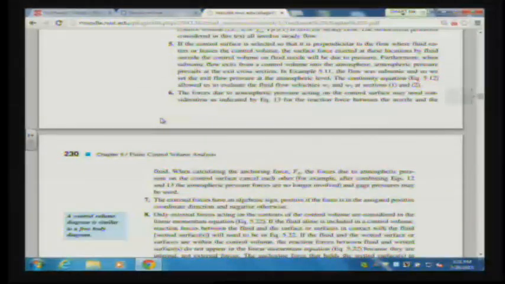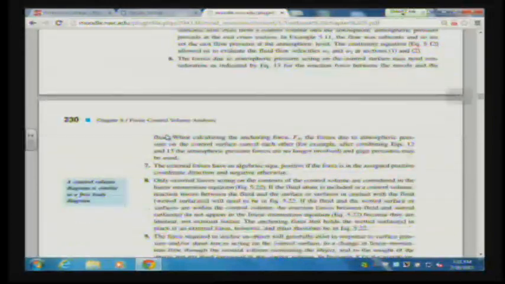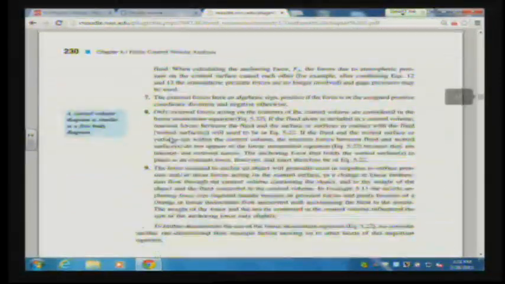Point number 6, the forces due to atmospheric pressure acting on the control surface may need consideration, but often it doesn't. Often you're going to have the same atmospheric pressure on all sides of the control volume, so it actually can eliminate it. It actually is often eliminated.